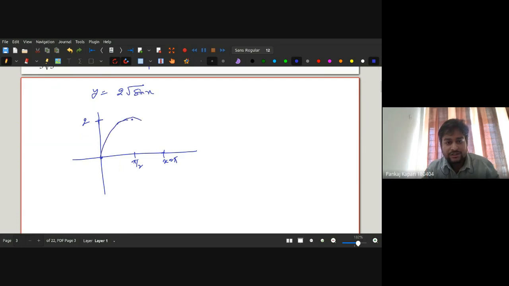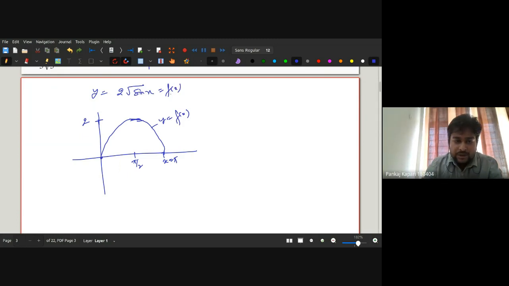Because these are smooth functions, they are continuous and differentiable, so let's assume that this curve looks like this. This is y equal to a function of x. It's given that there is a solid whose base is this. This is the base of your solid.